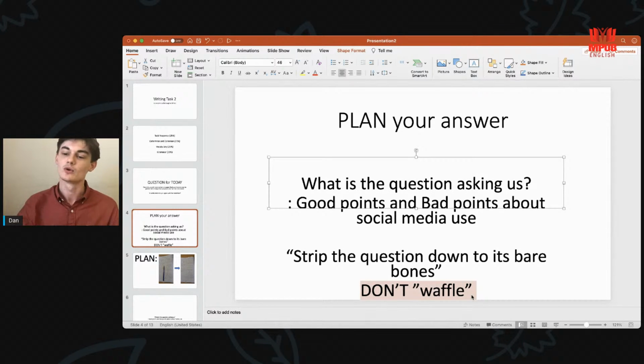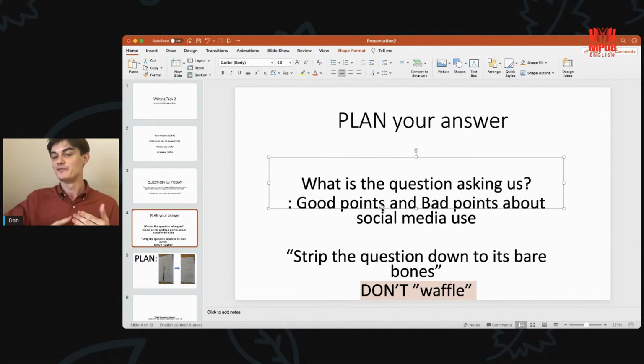Try to link back to the question. So we're talking about good points and bad points about social media. So don't talk about anything else. Don't talk about the internet generally. Talk about social media and talk about why it's good, why it's bad, your opinion on it, linking phrases, all this stuff. Don't use your words for no reason. Don't just try to show off to the examiner everything you know.